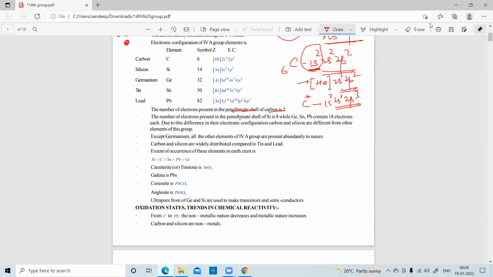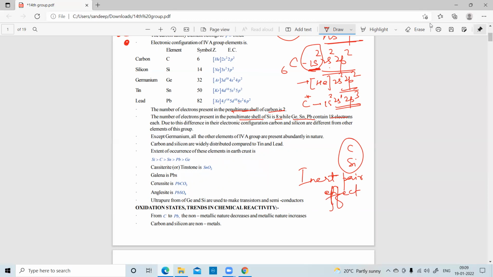The number of electrons in the penultimate shell of silicon is 8, but in germanium, tin, and lead, it is 18 electrons. Due to this difference in their electronic configuration, carbon and silicon are different from other members of the group. And they have a special property that we call the inert pair effect.